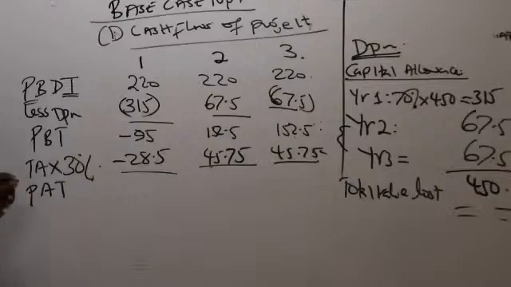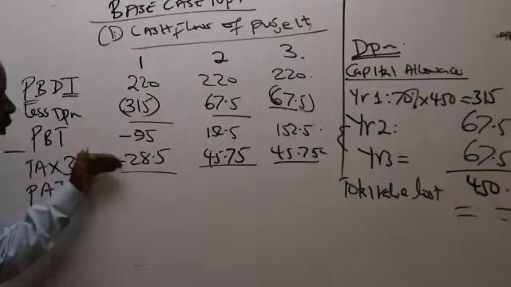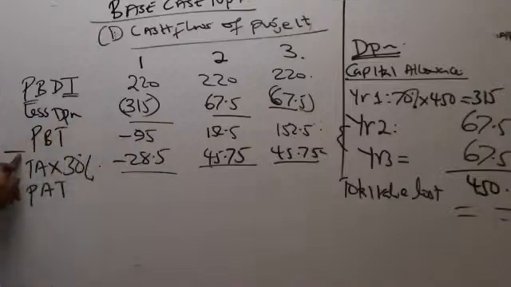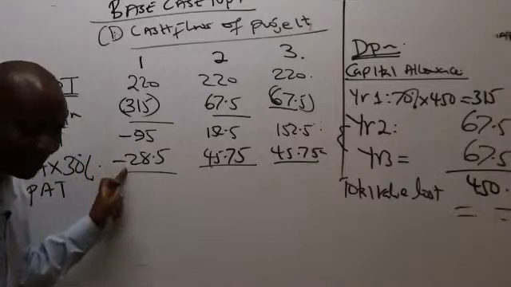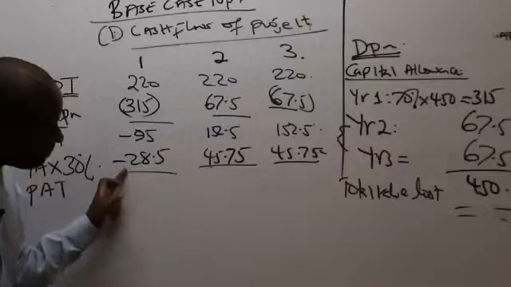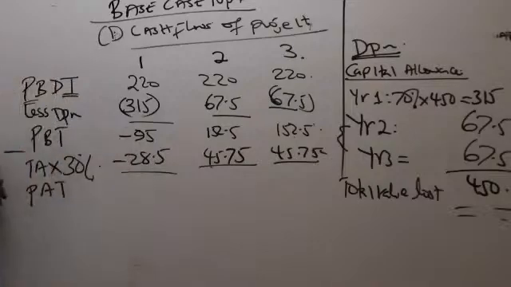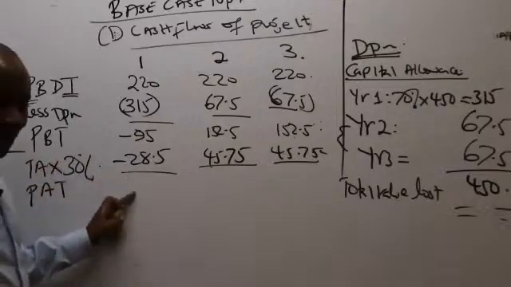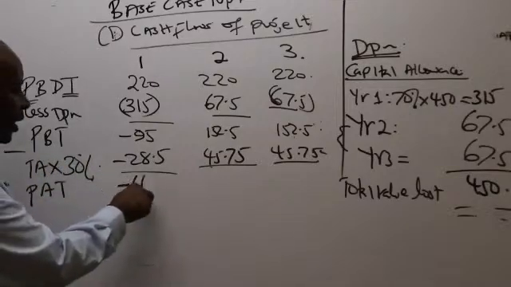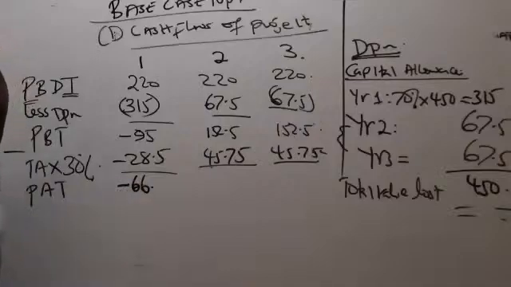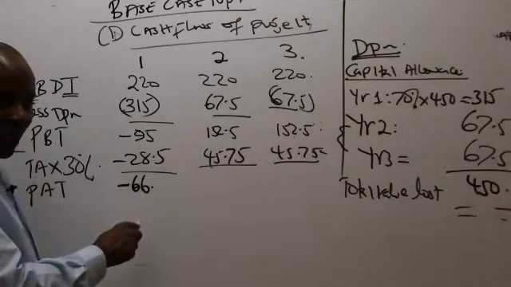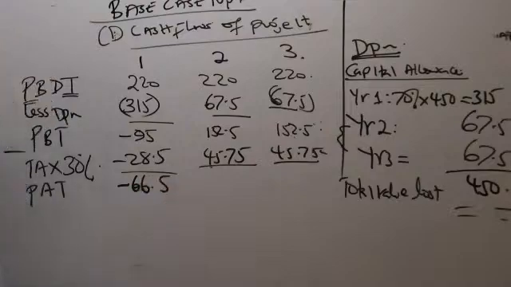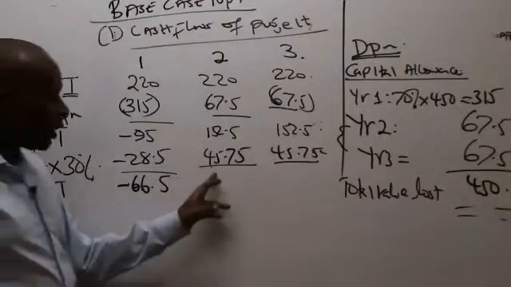So profit after taxation, what are we supposed to do? We are supposed to take profit before tax and subtract the tax element. So don't forget that here we shall be having two negatives. It will be minus 95 minus 28.5. What figure are we getting? Minus 66.5. Is that okay? And then we move very fast, ladies and gentlemen, to this one.